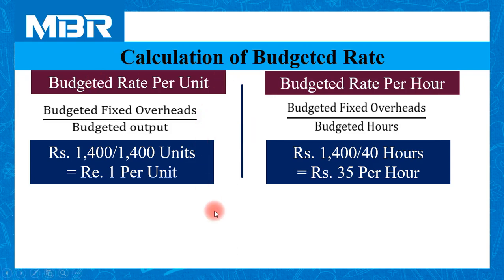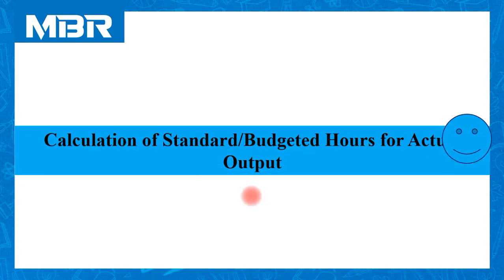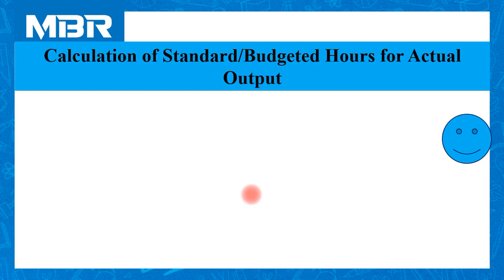Now we used to calculate the third budgeted rate, that is budgeted rate per day. But in this question, information related to days is not given. You can refer to your question again. So in absence of the information related to days, we cannot calculate anything related to budgeted rate per day. So we need to avoid this calculation in absence of the information. Let us move to the next item.